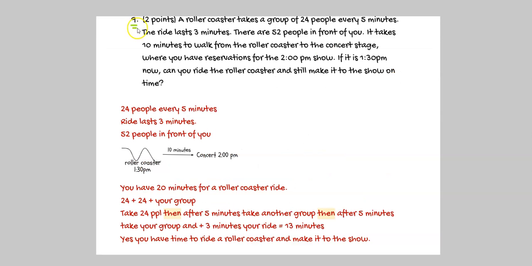Okay, question number 9. A roller coaster takes a group of 24 people every 5 minutes. The ride lasts 3 minutes. There are 52 people in front of you. It takes 10 minutes to walk from the roller coaster to the concert stage, where you have reservations for the 2 p.m. show. If it is 1:30 p.m. now, can you ride the roller coaster and still make it to the show on time?